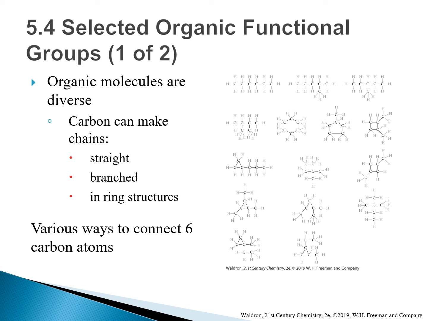sizes. The picture on the right shows all of the ways you can connect 6 carbon atoms using only single bonds. The figure shows that there are 15 ways to arrange 6 carbon atoms without a ring or with only a single ring. There are more than 100 ways to arrange 10 carbon atoms connected by single bonds.